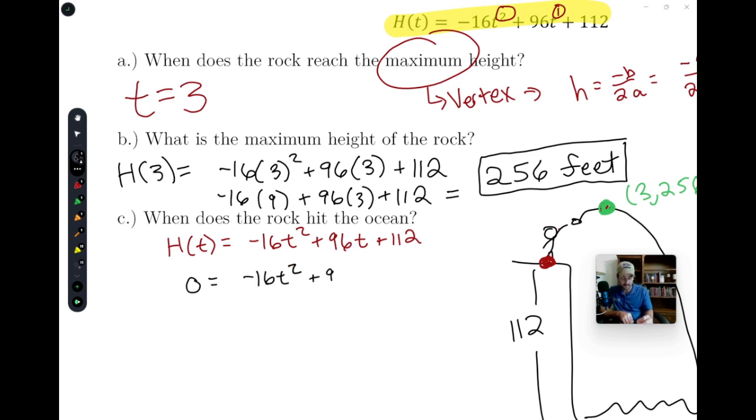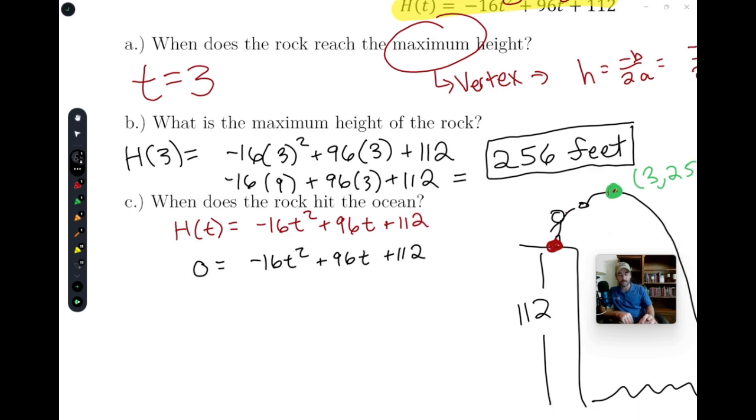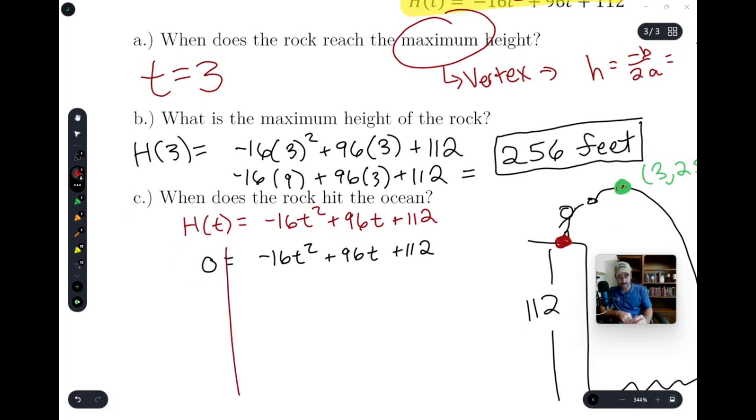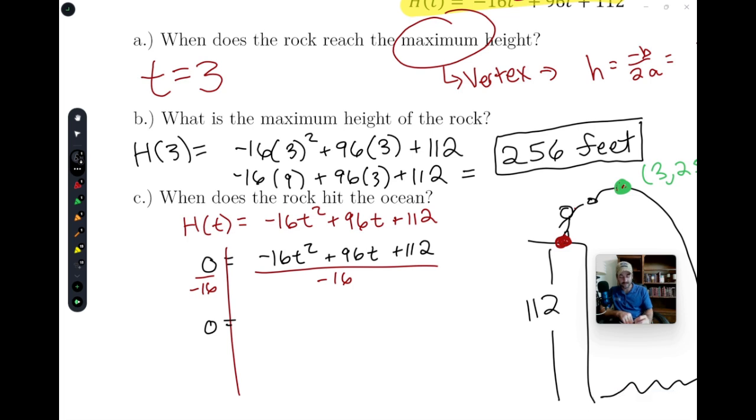And then we just use normal math from chapter 2 to solve, where you draw the line and you see what you can do. You can move stuff around. You can divide by the same number. So what I'm going to do first is make my life way easier and divide by negative 16, because all of those terms are divisible by 16. We're left with 0 equals t squared, minus, because of the negative sign, be careful with that, 6t, minus again, because of the negative sign, 7.